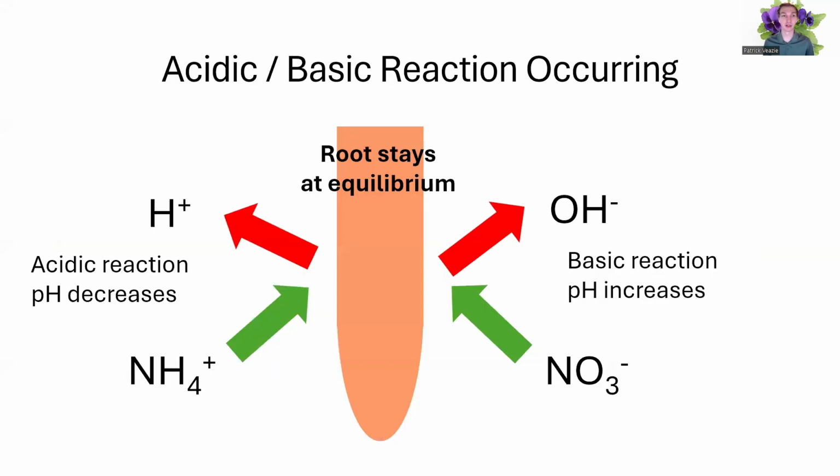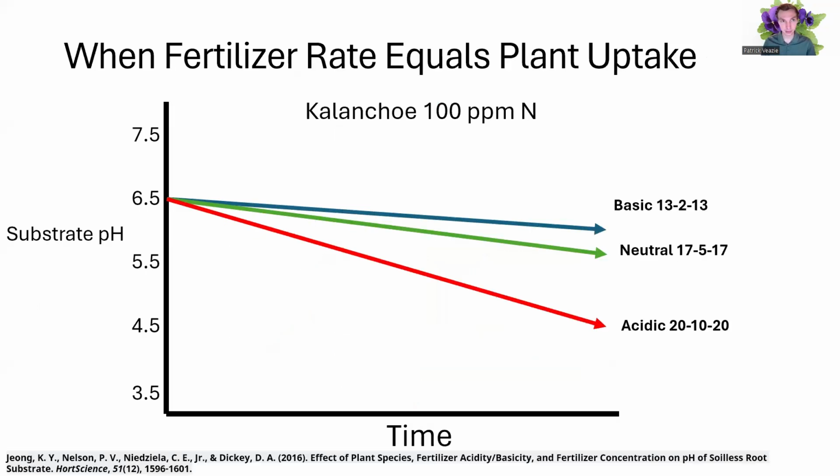So what's exactly happening in our root zone? When we apply a fertilizer, that root really wants to stay at equilibrium. So when you apply ammoniacal nitrogen, an acidic reaction is occurring, and that plant is kicking out a hydrogen ion. Additionally, with a basic reaction, such as adding nitrate nitrogen, it's going to kick off a hydroxyl ion, an OH, which would then drive up the pH. So that root is going to constantly want to stay at equilibrium, which is great.